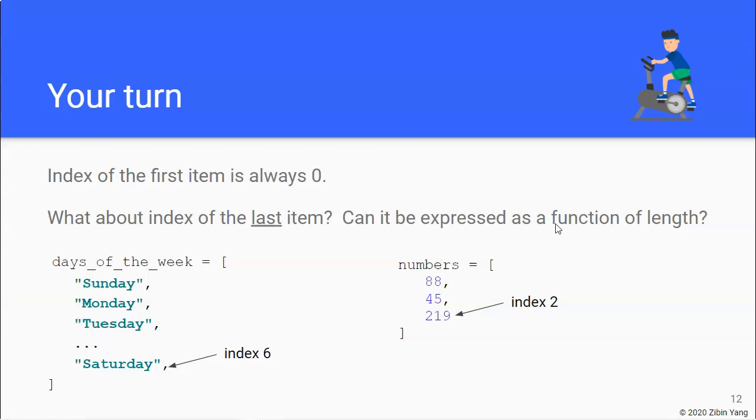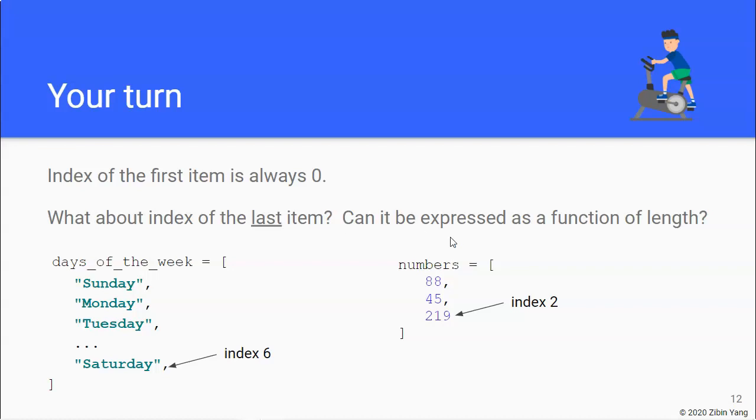Okay, so here is a little thought exercise for you. We just said that the index of the first item is always 0. So what about the index of the last item? For days of the week, Saturday, the last day of the week if we start on Sunday, has index 6, right? Because there are 7 items in this list. And for a list of 3 numbers, the index of the last number will be index 2. So we know that. But that means the last item of lists of different lengths is going to be at a different index.